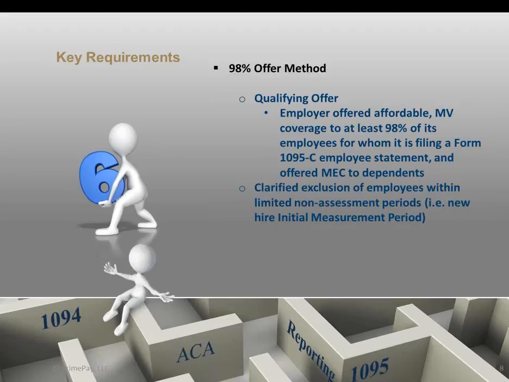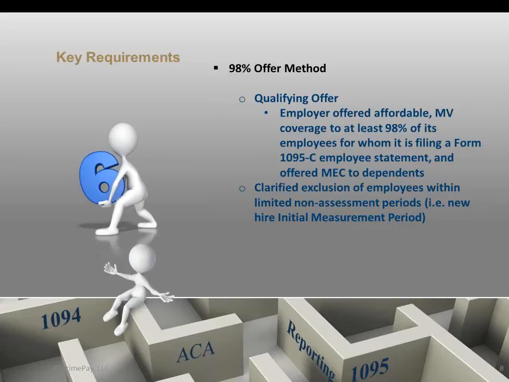So what is the qualifying offer here? What does this mean? I've just kind of spelled it out there, as you probably have read. Can you as an employer state that you offered affordable minimum value coverage to at least 98% of its full-time employees for whom it's filing a Form 1095C employee statement, and you also offered minimum essential coverage to dependents? Generally speaking, many employers are going to fit under that definition of affordable, minimum value, minimum essential coverage, right? But there had been some issues about obtaining that 98% number.